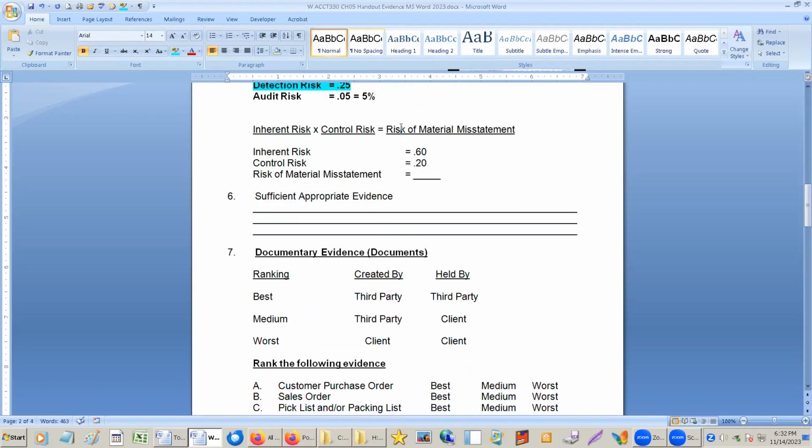Sometimes you'll see, what is the risk of material misstatement? The risk of material misstatement is just the inherent risk times the control risk. That's the risk of material misstatement. So this would be just 0.60 times 0.20. What is that? 12? 1, 2. So this would be about a 12% risk of it.